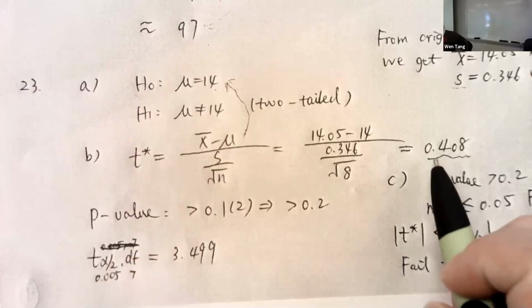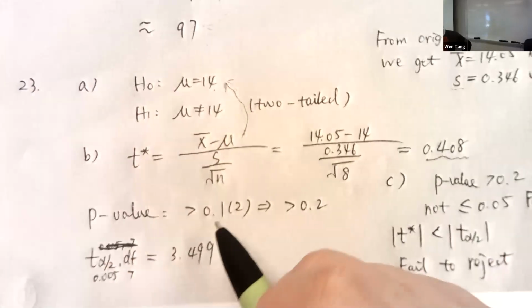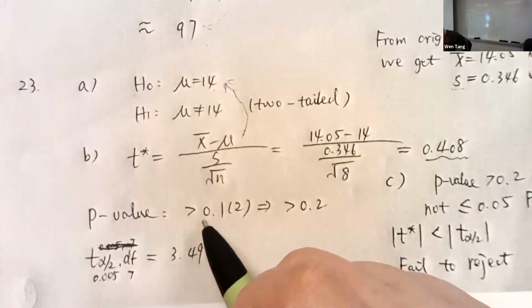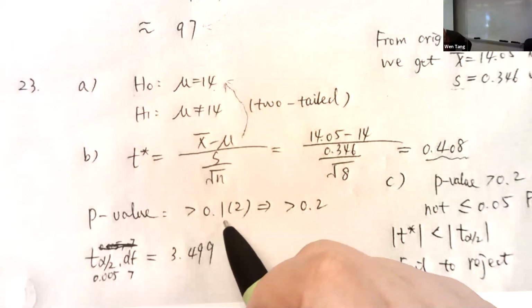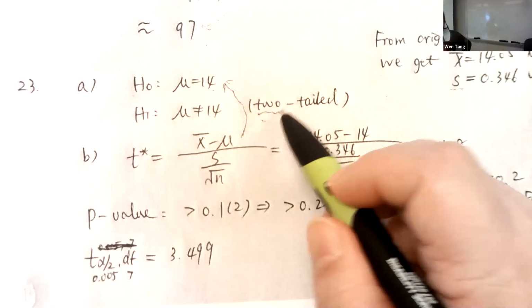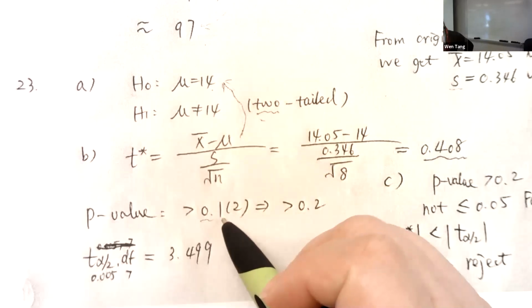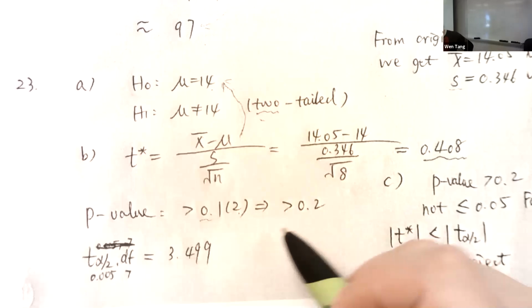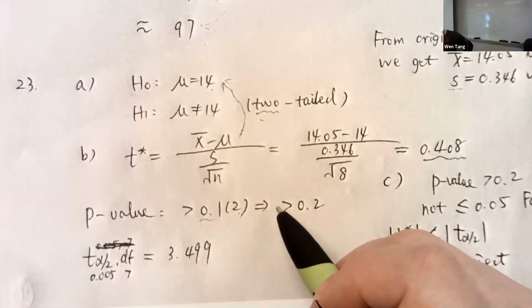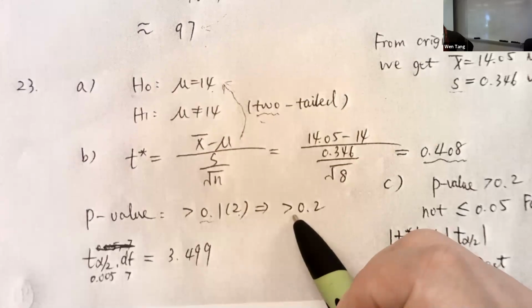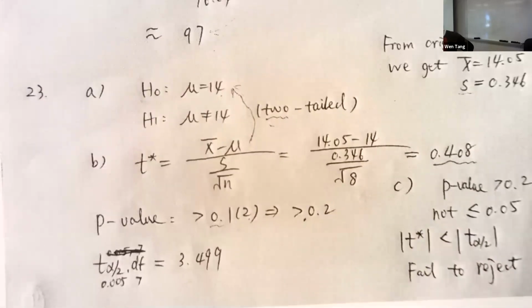So from your table, maybe you can find the area of one tail is 0.1, but just like I said, we are doing the two-tailed test. You should use the area from one tail times 2 to get the area for two tails. So here, we will get the range greater than 0.2. The p-value is greater than 0.2.